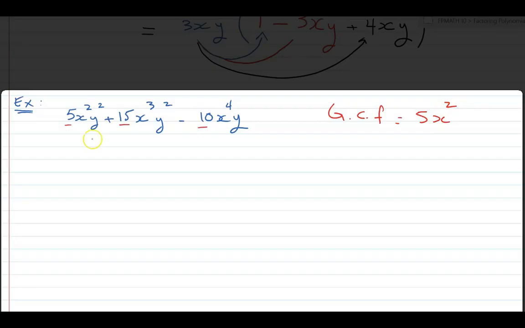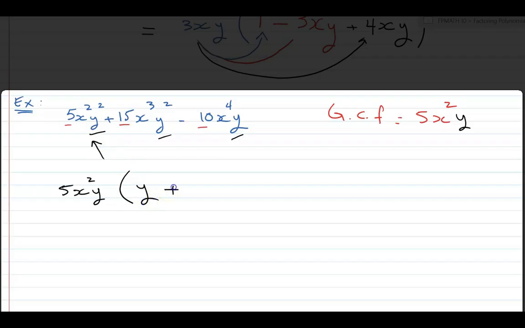And then y squared and y. The GCF of these is going to be y. All right, so we have 5x squared y as the GCF, and now we're going to go through this. What do we have to multiply 5x squared y by to get the first term back? Well, that's just y.